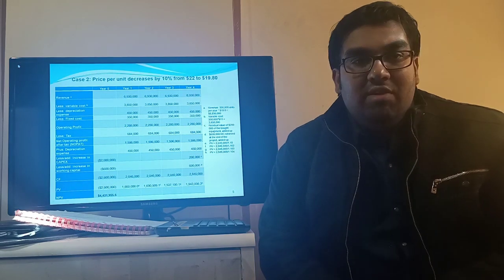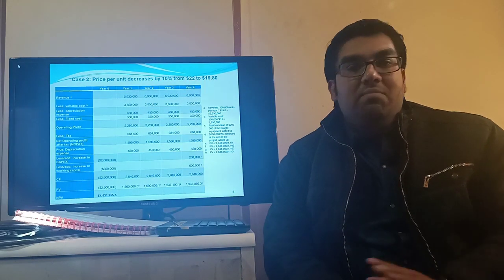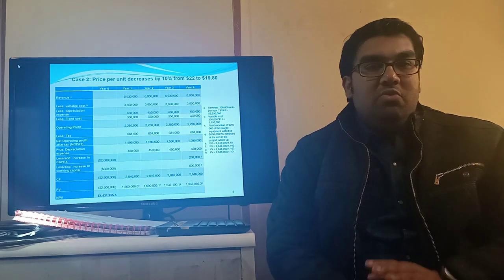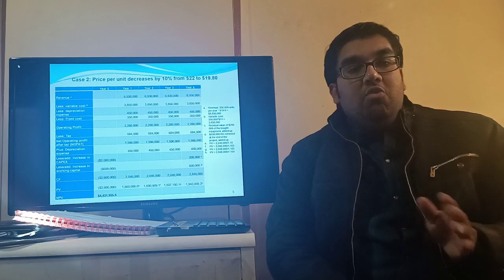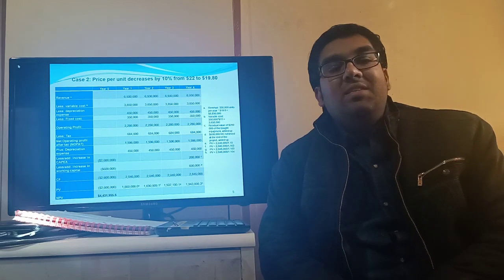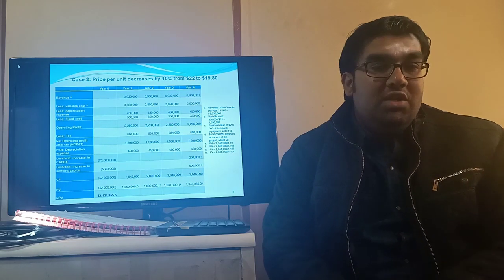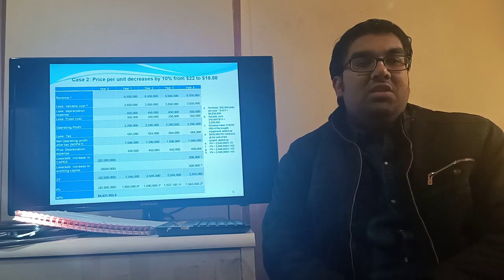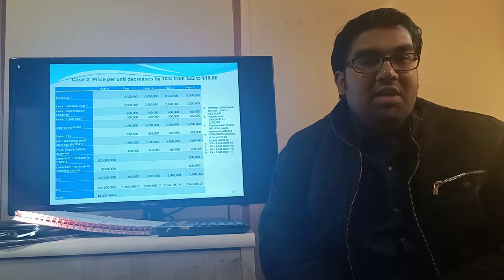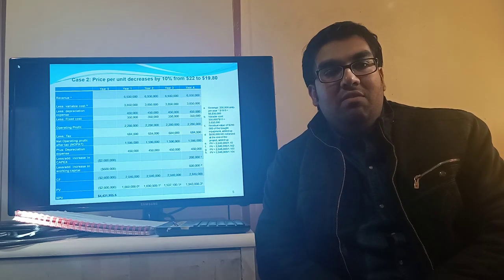The price per unit decreased in the second case by 10% from $22 per unit to $19.80 per unit. The calculations were still the same as the base case, but the total value of sales revenue changes, which resulted in changes in the cash flows and present values. The NPV of case 2 was about $4.43 million.